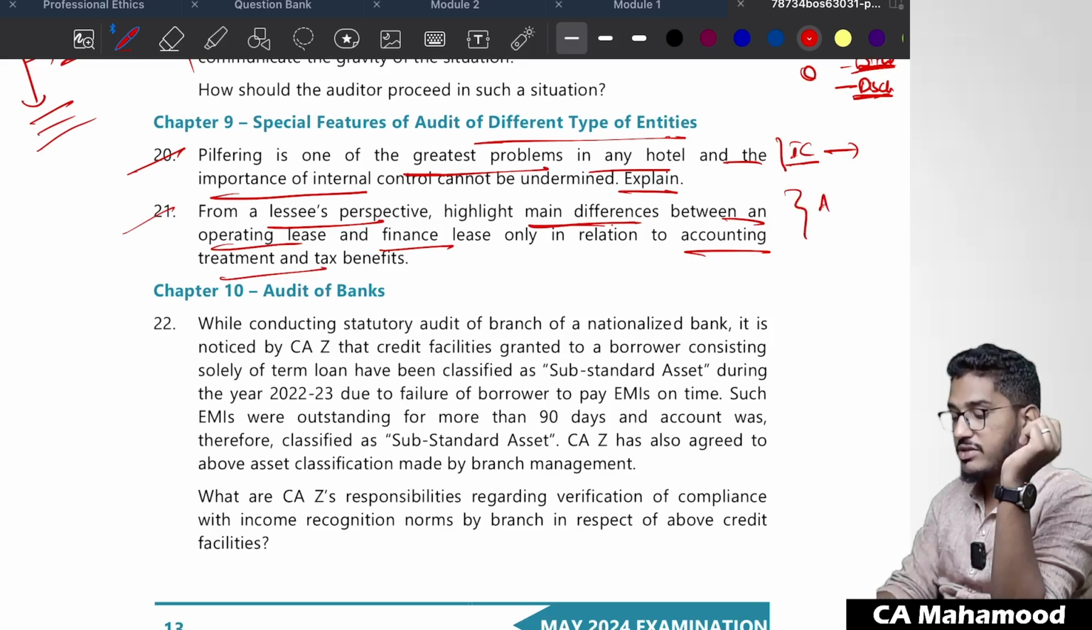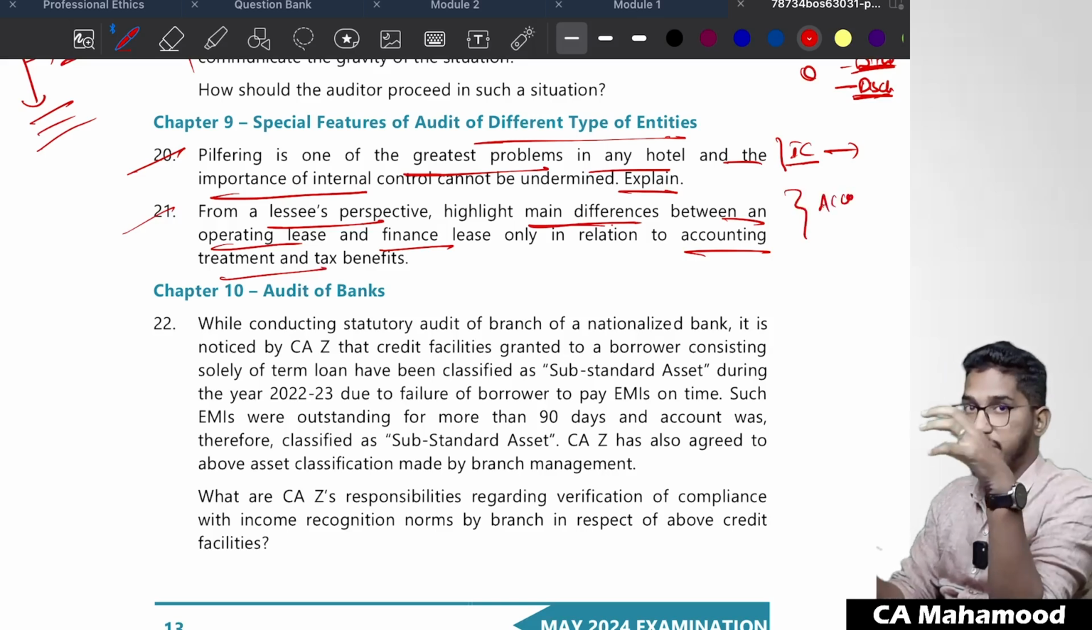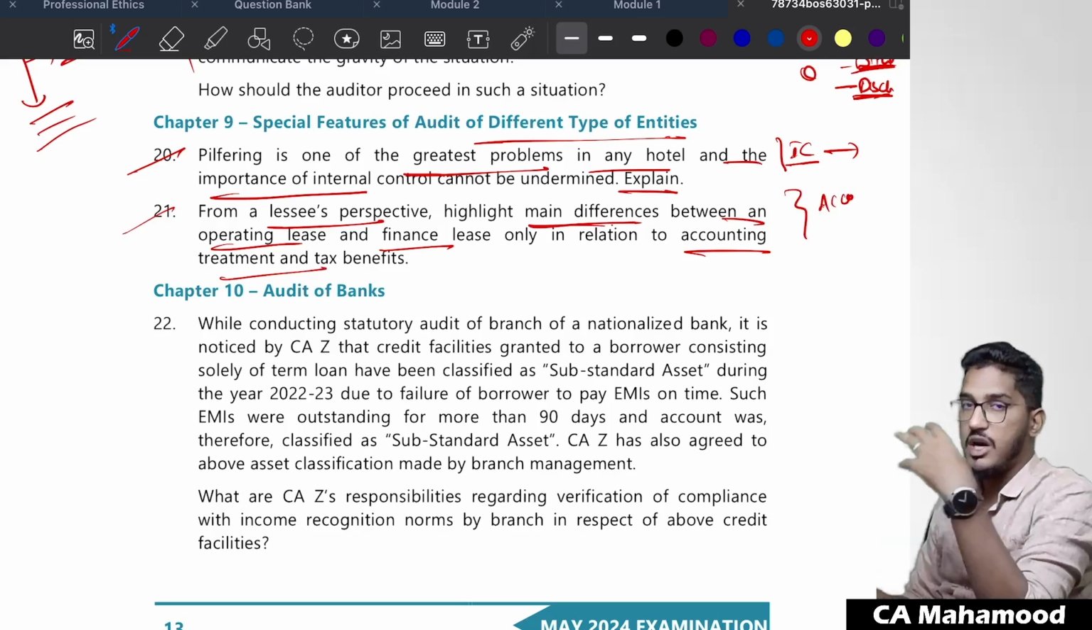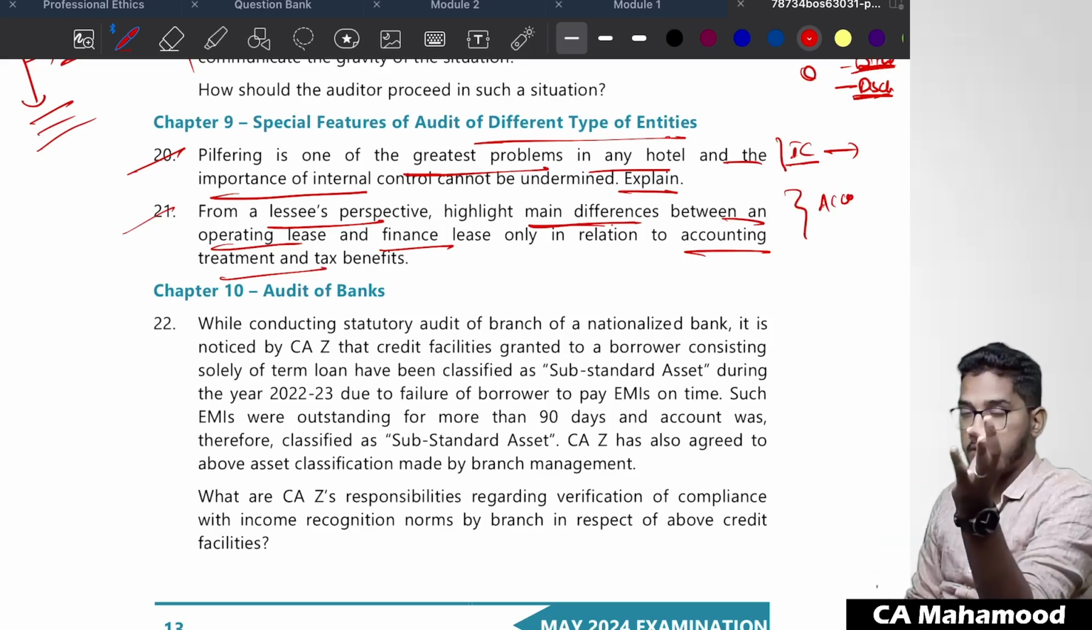This is not an audit question. This is an accounting based question. They're asking you to explain differences between what is operating lease, what is finance lease. Operating lease is like a rental agreement. Finance lease will be considered as an asset.